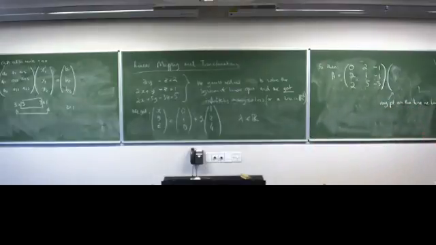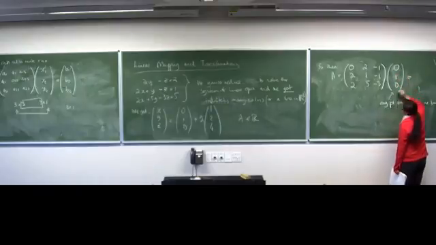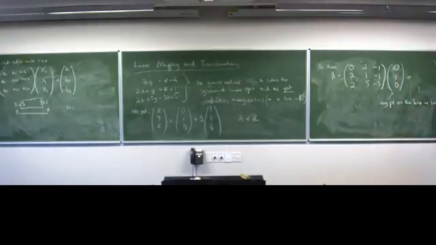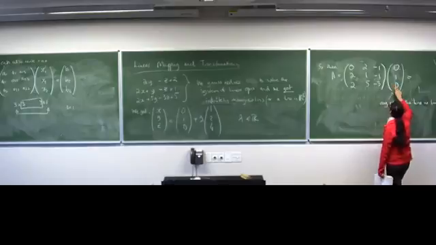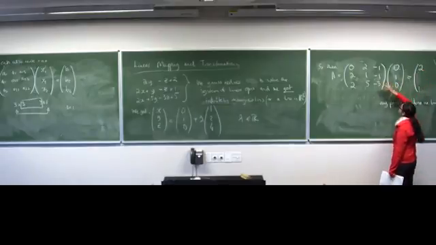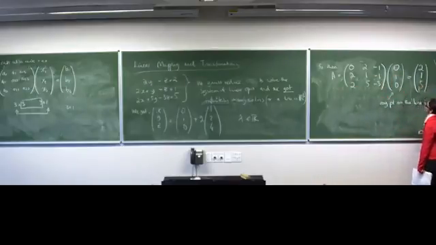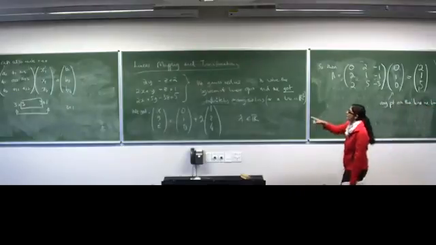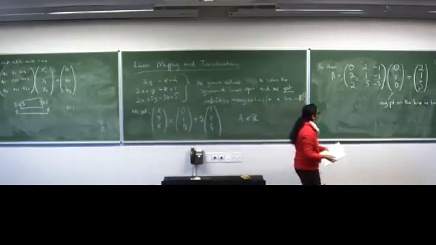Can you give me a point on that line? (0, 1, 0). Let's see if we get (2, 1, 5). That times that, plus that times that, plus that times that. What do you get? So we got (2, 1, 5).